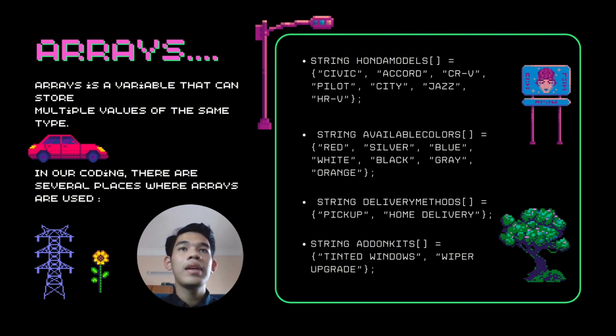Next, we have the string available color. It is used to store the available colors of the car such as red, silver, blue, white, black, gray, and orange. Next, we use an array of string delivery method. It is used to store delivery methods such as pickup or home delivery. Next, we use string add-on kits. It is used to store choices of add-on kits such as tinted windows or wiper upgrade.